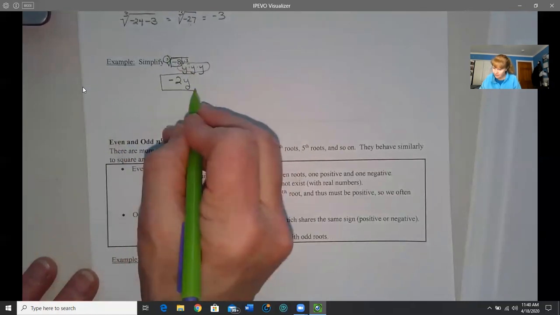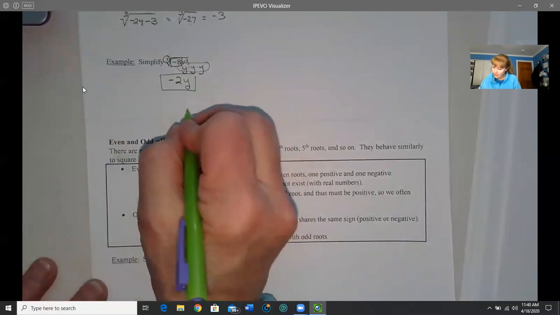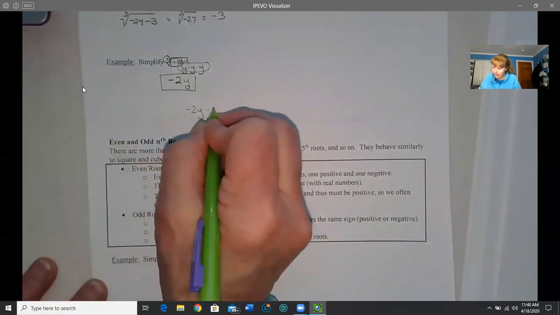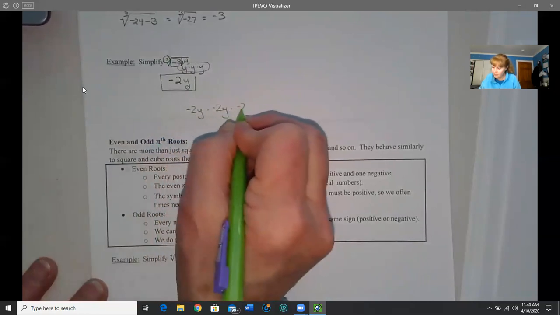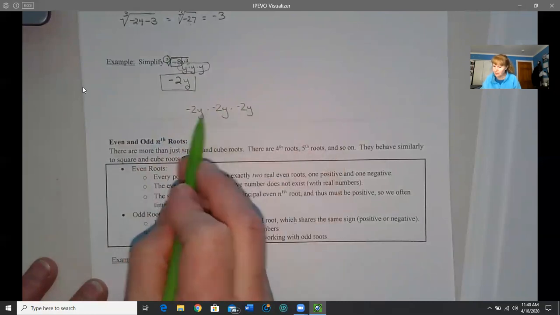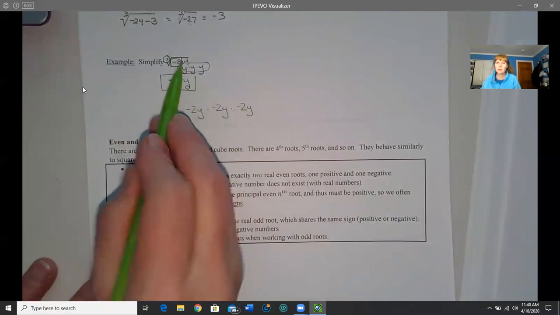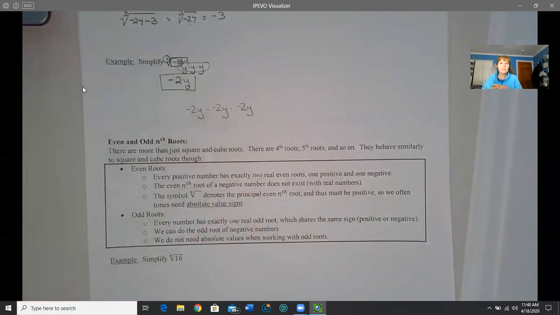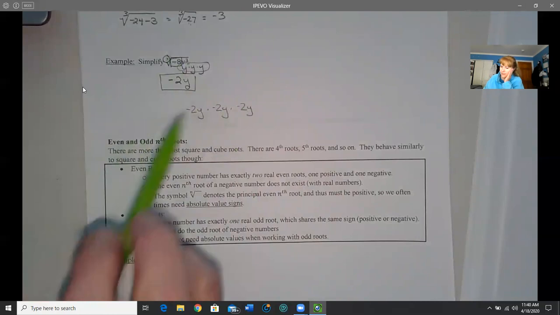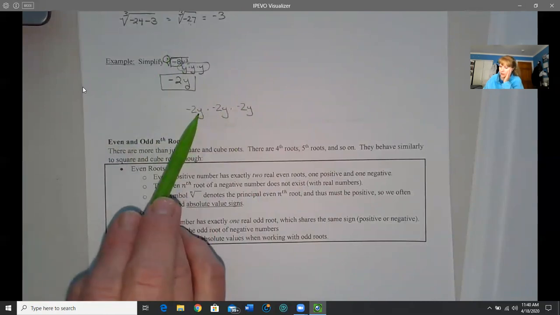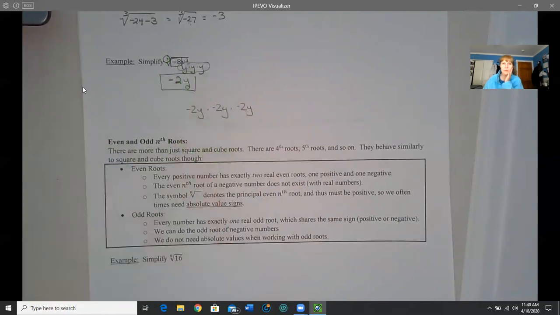And there's your answer. Because a negative 2y times a negative 2y times a negative 2y, if I multiply those 3 of them together, I get back to what's under the radicand. I get back to the radicand. The index tells you how many you need to get back to the radicand. Okay, so many ideas here.